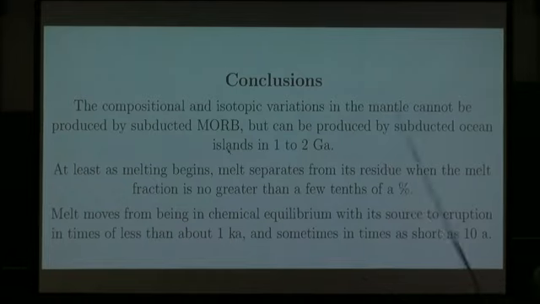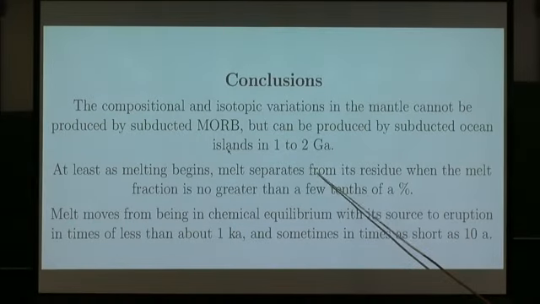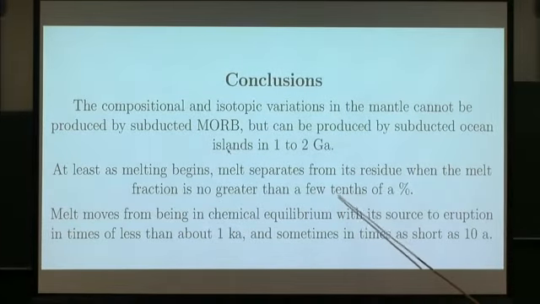Can't make it from MORB. At least as melting begins, the residue melt fraction left in the source is no greater than a few tenths of a percent, and melt moves from being in chemical equilibrium with its source, certainly in times of less than about 1,000 years, and probably in some cases at least less than 10 years.